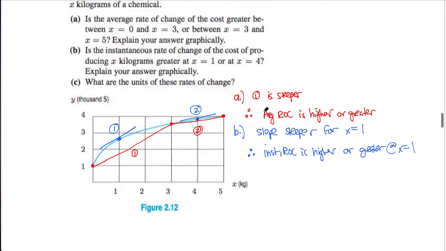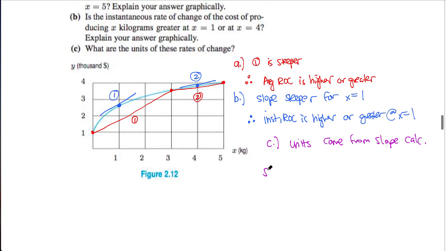Now C says, what are the units of these rates of change? So why not add one more color here? C says the units. So the units come from slope calculations. My slope is just change in the vertical over the change in the horizontal. And the units for that would be thousands of dollars over kilograms. So I can say thousands of dollars per kilogram and leave it right there.